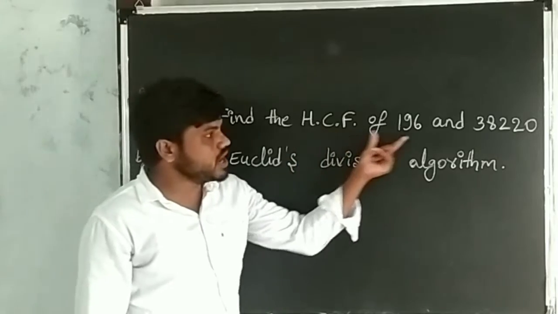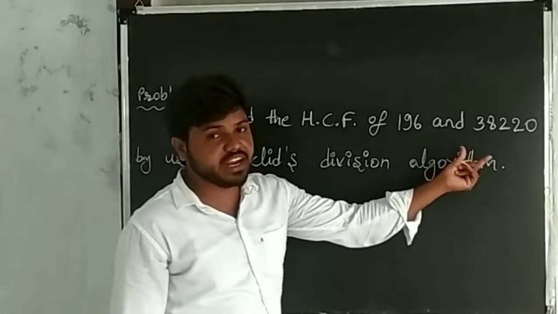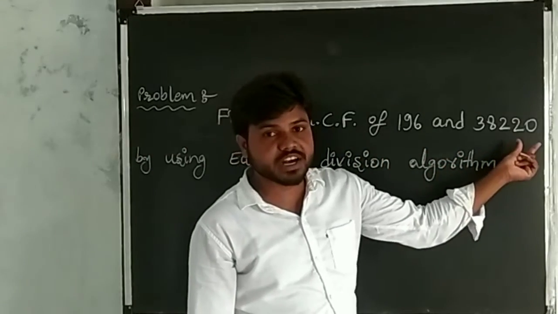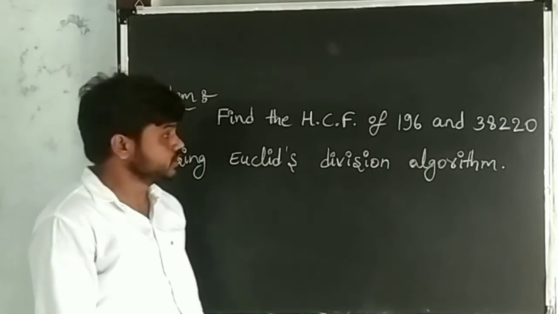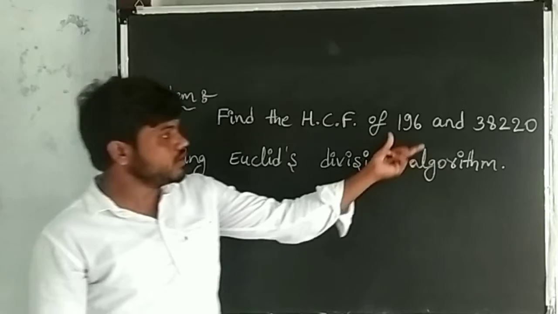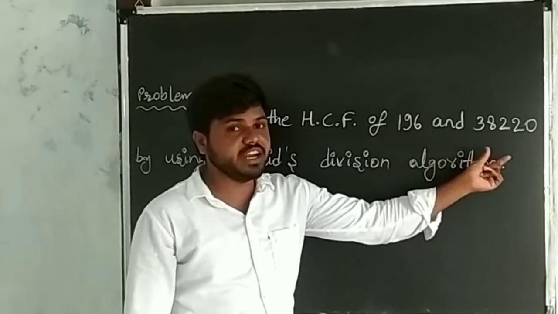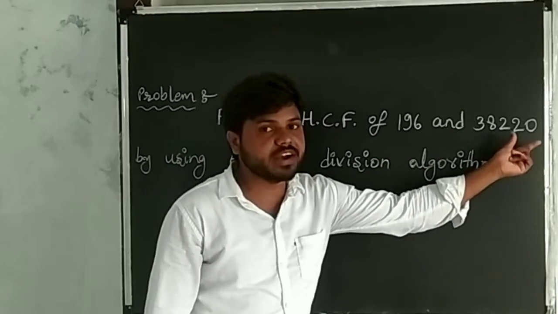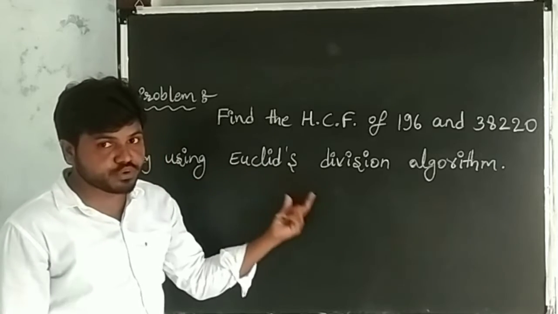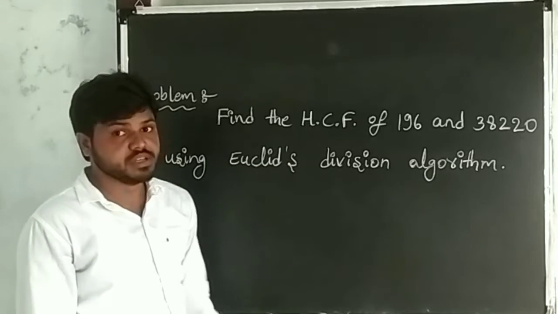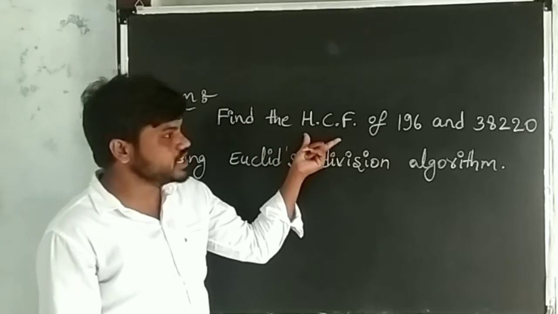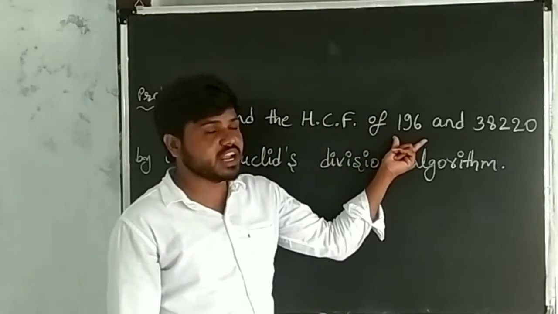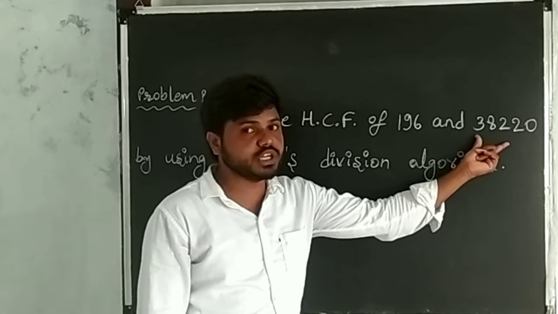Find the HCF of 196 and 38,220 by using Euclid's division algorithm. By using Euclid division algorithm, we have to find the highest common factor of 196 and 38,220.